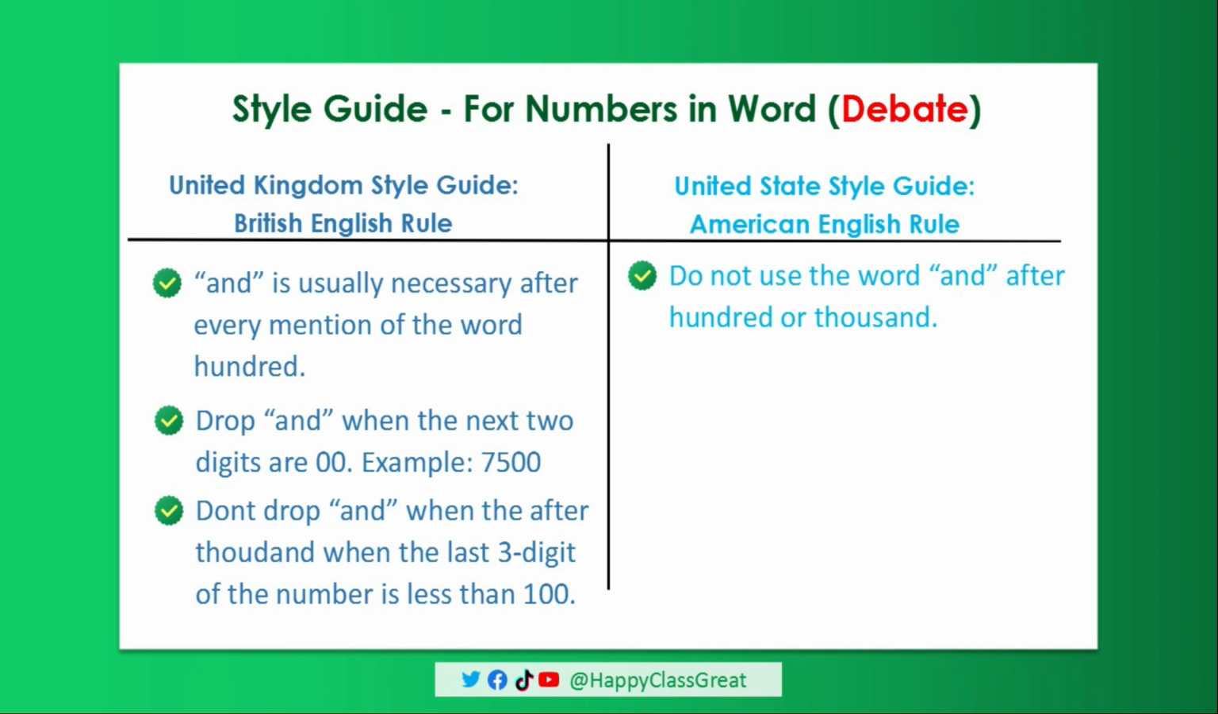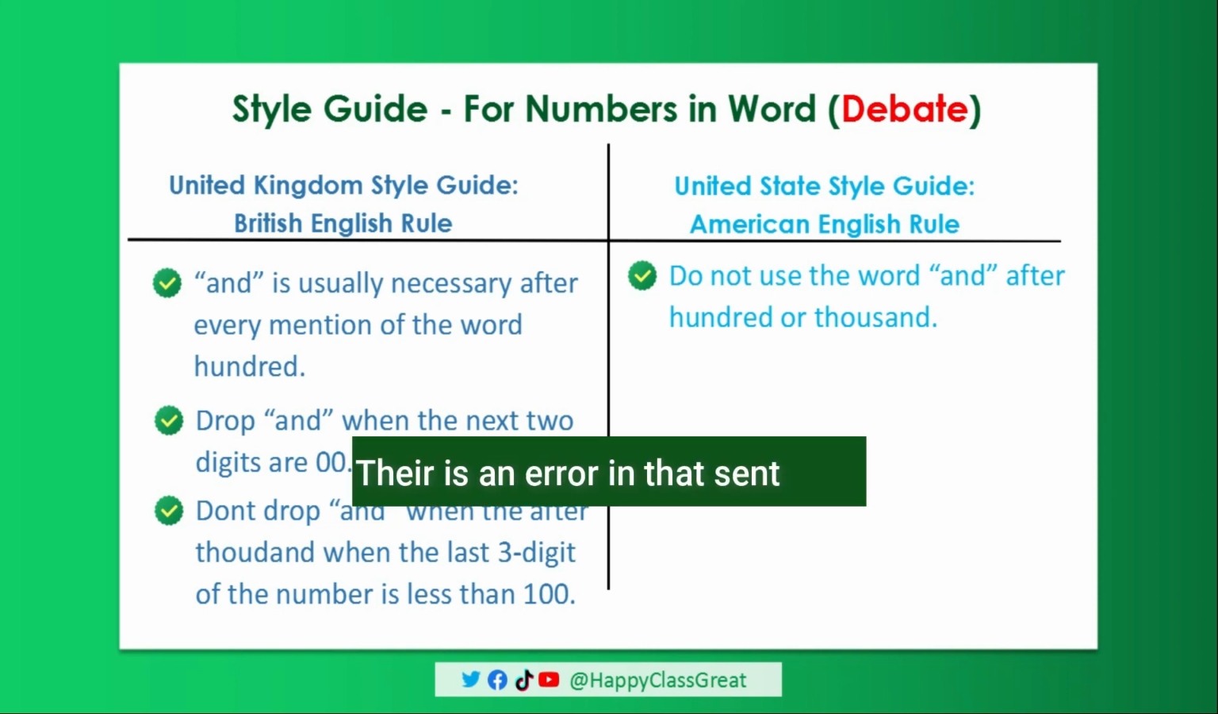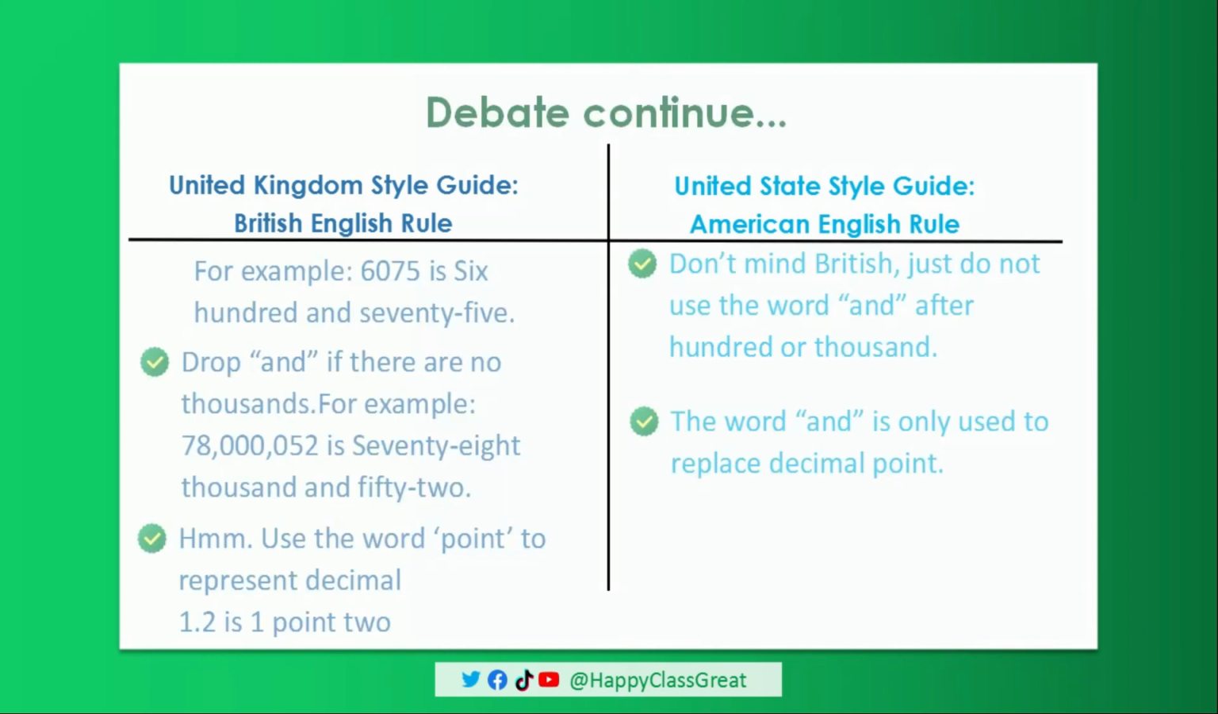I do not write or say "seven thousand and five hundred". That's not correct. The correct one is "seven thousand five hundred". And then don't drop "and" when, after thousands, the last three digits of the number are less than 10. I think that may not be clear to you, so let's move on to the second slide.